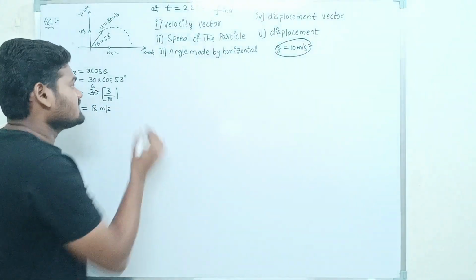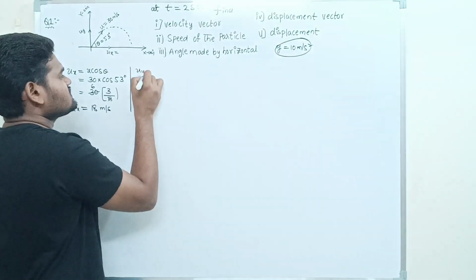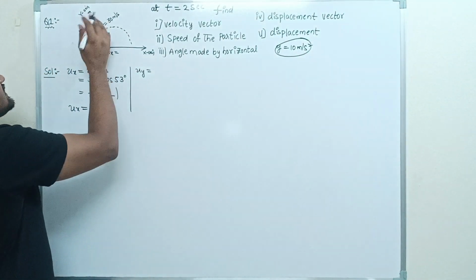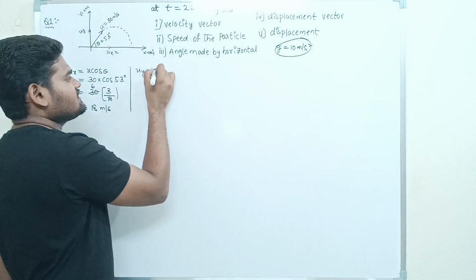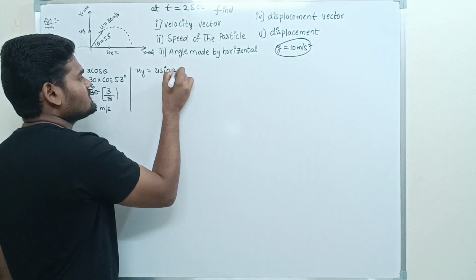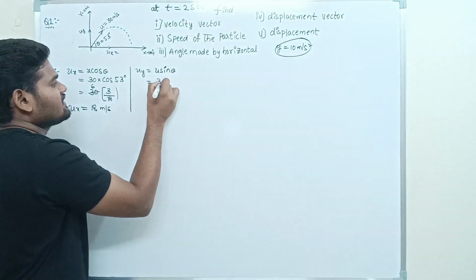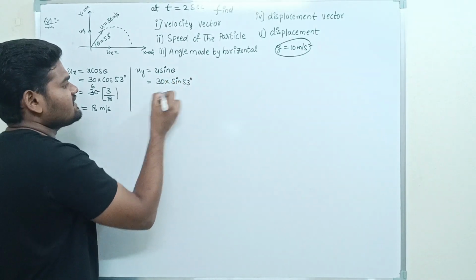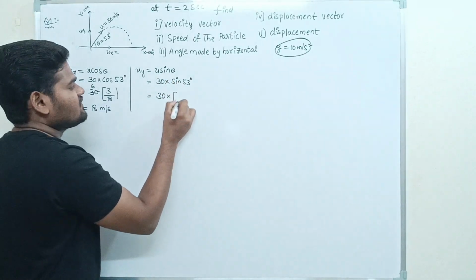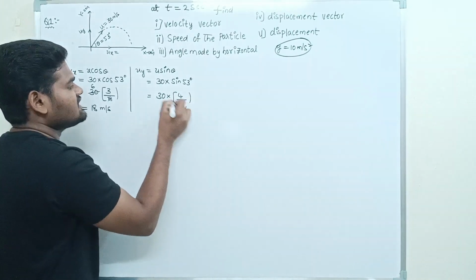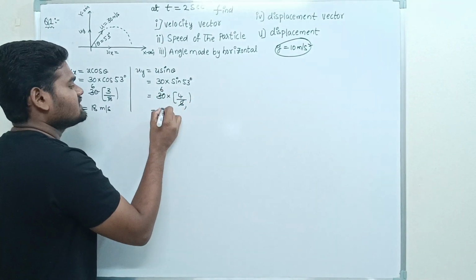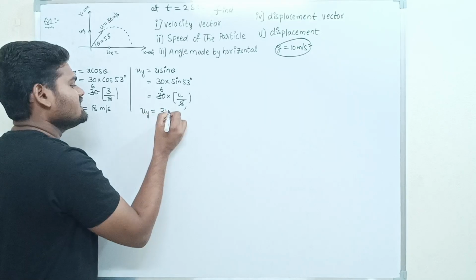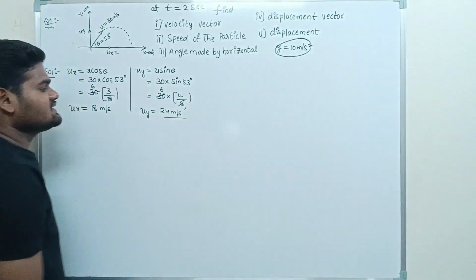That's it. Next uy. So uy is equal to what? uy is perpendicular to this, u sin theta. What is the value of u? 30 into sin theta, theta is 53 degrees. What is the value of sin 53? 4 by 5. So 5 sixes are 30, 6 fours are 24. So uy is equal to 24 meter per second.